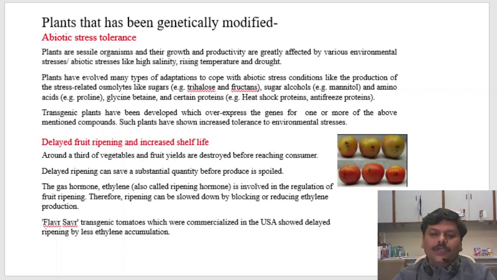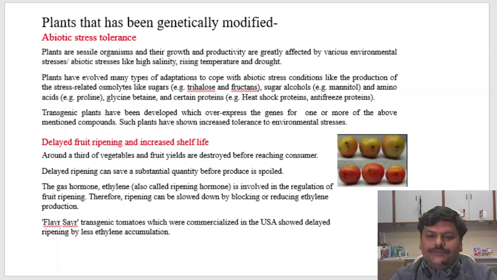Say for example, heat shock protein genes provide tolerance towards higher temperatures, and many plant species have been made transgenic, which overexpress heat shock protein genes. And it has been found that when the plant is overexpressing heat shock protein genes, then it is more resistant or more tolerant towards rising temperatures, and it gives more yield even if there is a high temperature.